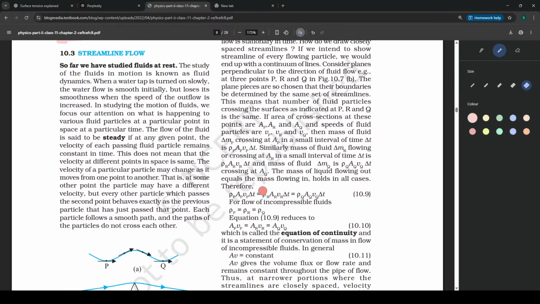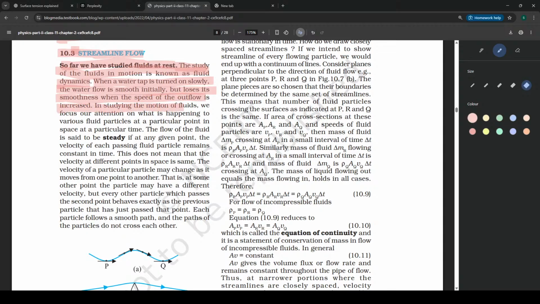That's about him. Now let's go to the next main topic, that is streamline flow. So far we have studied fluids at rest. The study of fluids in motion is known as fluid dynamics. When a water tap is turned on slowly, the water flow is smooth initially but loses its smoothness when the speed of outflow is increased.